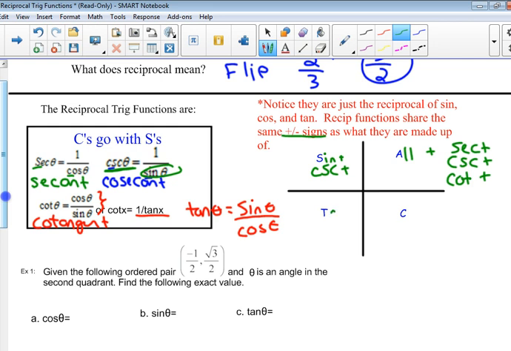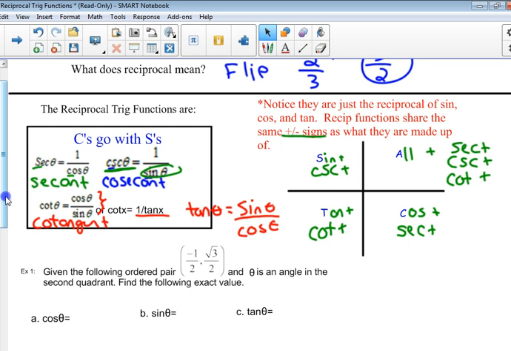The T stood for tangent being positive, but now we also don't have just tangent. We have its reciprocal function. That's going to be positive here. Good, or cotangent. The last one, this is where cosine is positive. So when you look up here, which one went with the cosine? Secant. Good, so secant is positive here. It's tough to remember what goes with what. Remember C's and S's. That's the easiest way.